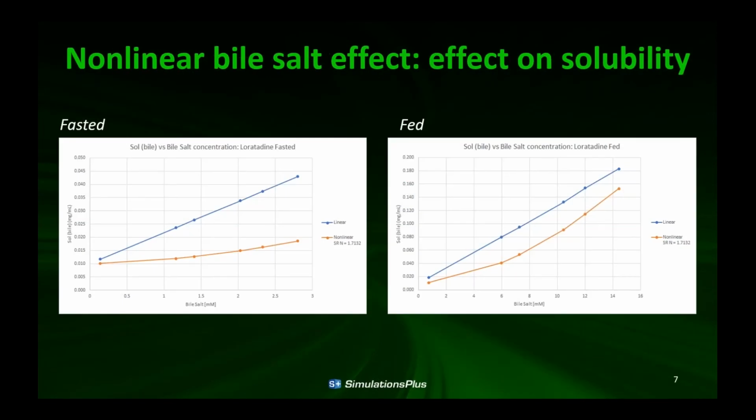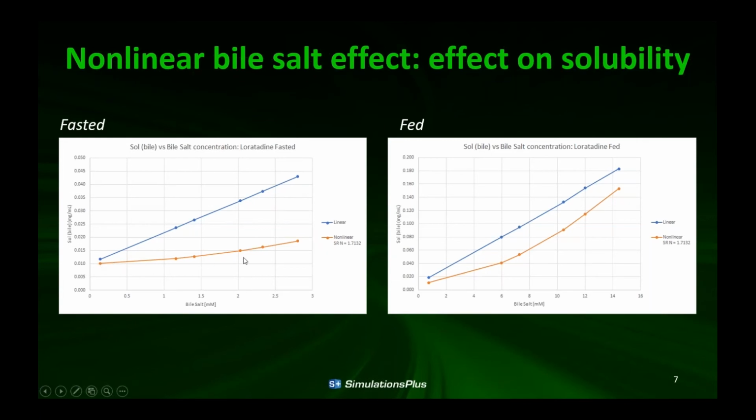How will this affect the solubility in our GI tract? So we also compare with loratadine. We compare under fasted and fed conditions with the specified bile salt concentration and the pH at the different GI tract locations. And this blue line shows, if we use a linear fitted model, the solubility at the different segments of the GI tract.